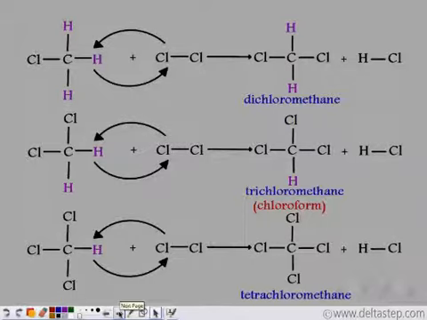Now if you see this tetrachloromethane, all the 4 positions are taken up by the chlorine atoms. There is no more hydrogen atom to be replaced, so the substitution reaction stops at this step. So the substitution reaction continues as long as there is a hydrogen atom to be replaced by some other atom. So this is how all the alkanes give the substitution reactions. Let's take ethane.